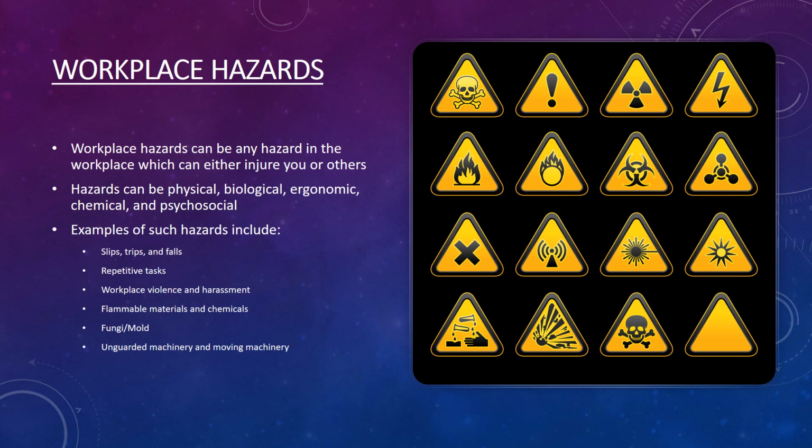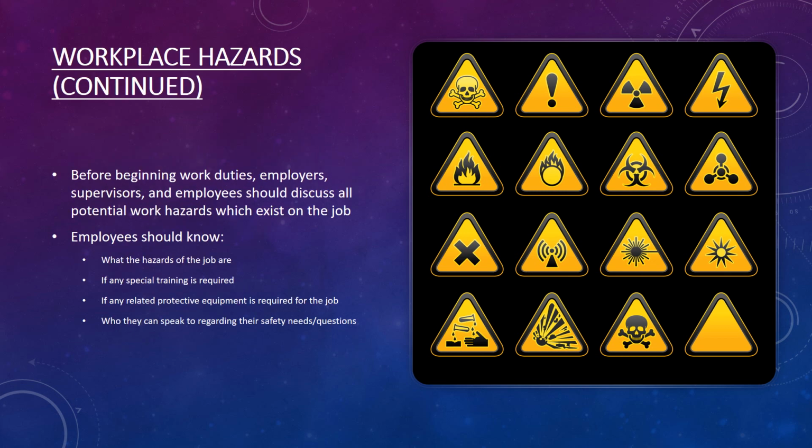Workplace hazards. Workplace hazards can be any hazard in the workplace which can either injure you or others. Hazards can be physical, biological, ergonomic, chemical, and psychosocial. Examples of such hazards include slips, trips, and falls, repetitive tasks, workplace violence and harassment, flammable materials and chemicals, fungi and mold, unguarded machinery and moving machinery.